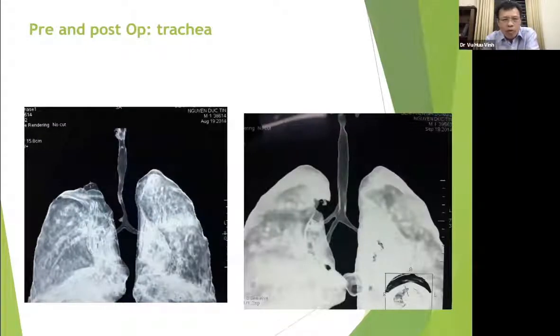And how about the tripod? You can see on the left side is pre-operative and the right side is post-operative, in one of my patients. When we perform the sliding technique, it is very good. The tripod has no need to repair.